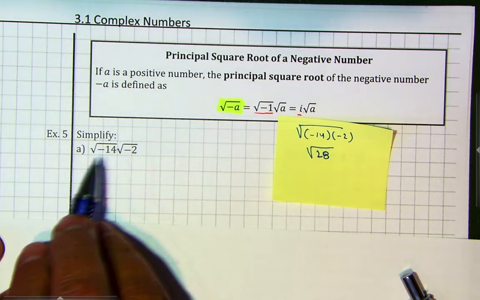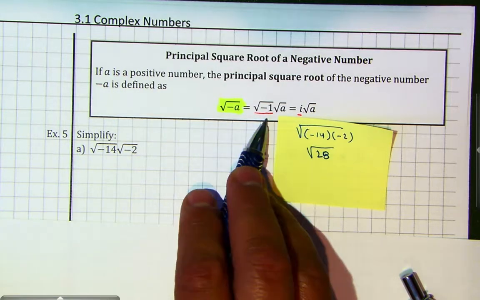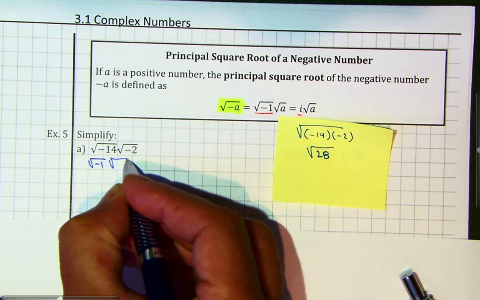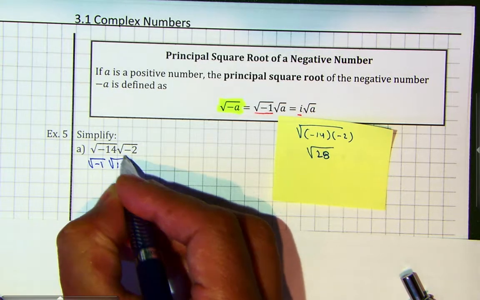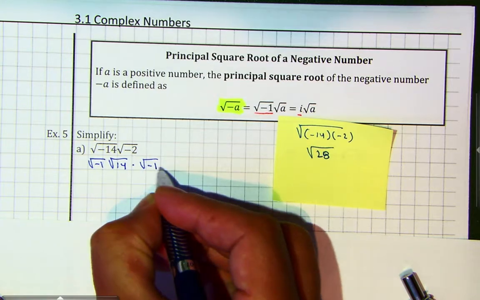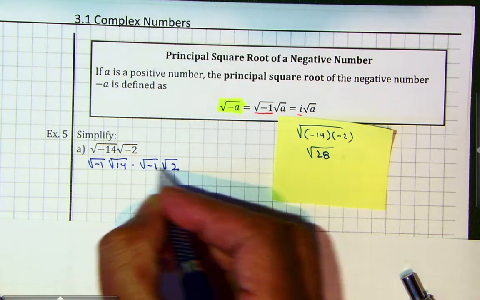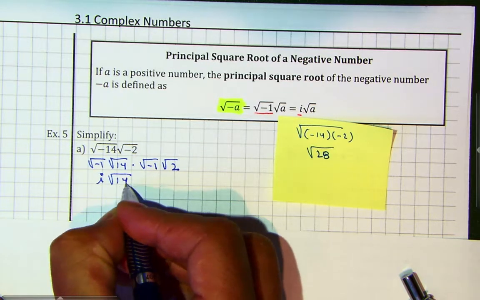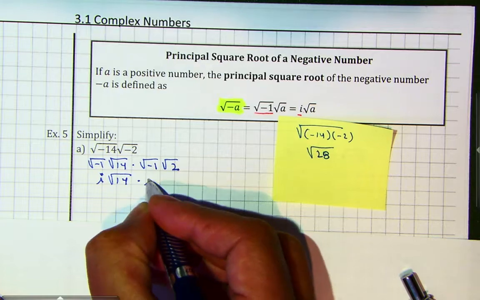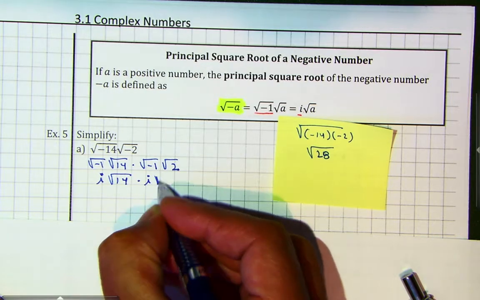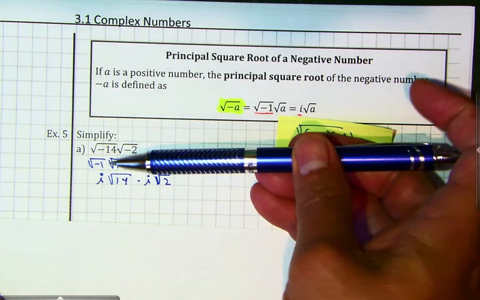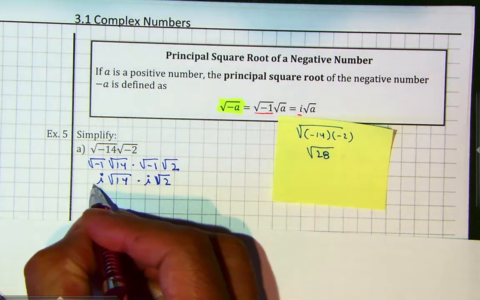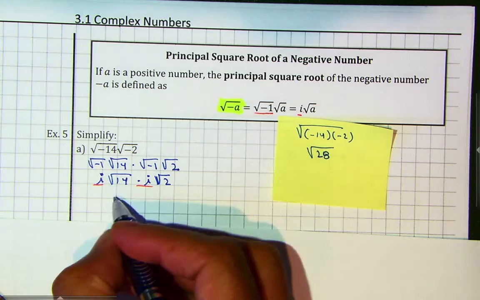So ideally, I need to go through a process and say, well, this is going to be square root of negative 1 times square root of 14. This is going to be square root of negative 1 times square root of 2. Square root of negative 1, I know is i. Square root of 14. Square root of negative 1 is i. Square root of 2. And yes, of course, most of the time we just skip this step, correct? And now i times i will be i squared.